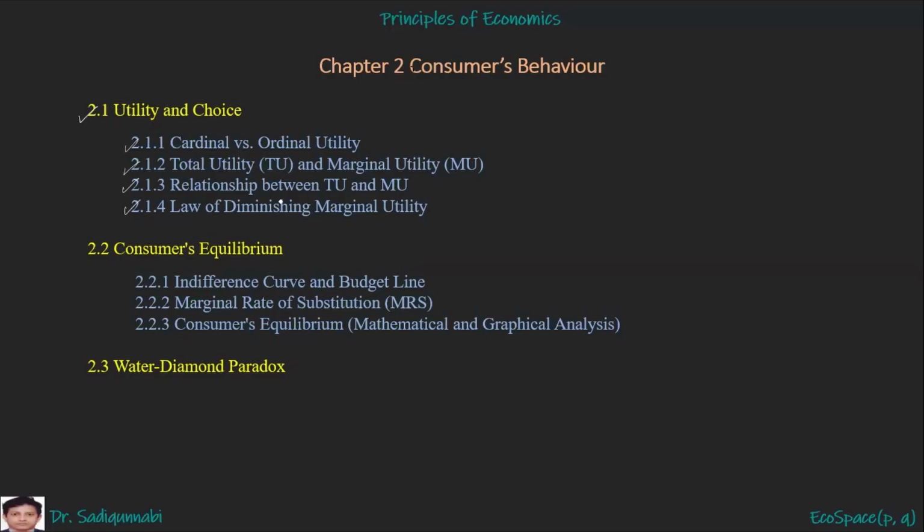In section 2, consumers' equilibrium will be studied. And in that consumers' equilibrium, we'll go for indifference curve and the budget line and marginal rate of substitution, MRS, and consumers' equilibrium, both mathematical and graphical analysis. And finally, we'll go for water diamond paradox or paradox of value.